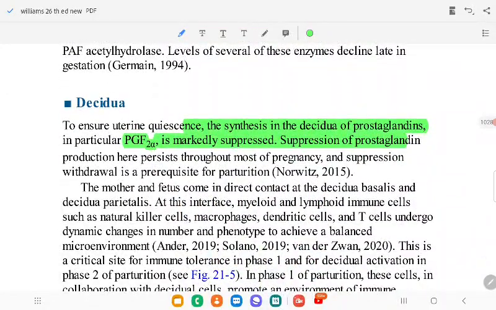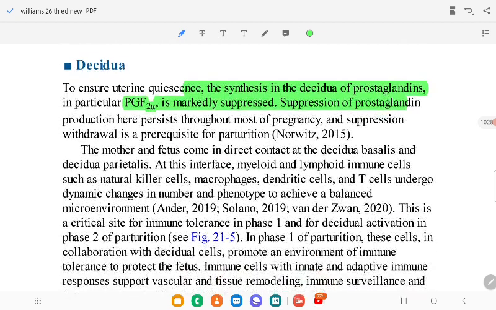What about the decidua? Synthesis of decidual prostaglandin, in particular PGF2 alpha, is markedly suppressed in the decidua. The suppression persists throughout most of pregnancy. Withdrawal of this suppression is a precursor of parturition.